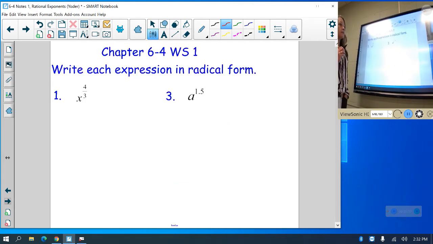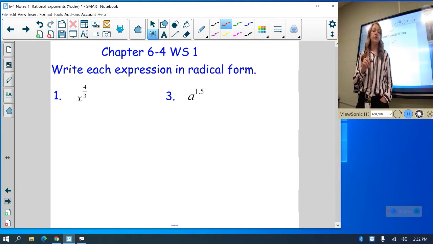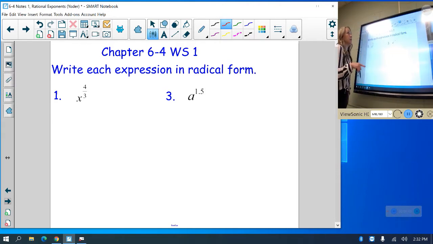Now, these are very similar to the worksheet for homework. So I'm going to do some examples. Make sure you read the directions or you'll end up doing way too much work. The directions here say, write each expression in radical form, meaning use your root. So you don't have to simplify for any of these. All you have to do is just change them. So this becomes the cube root, since the 3 is on the bottom, of x to the 4th.